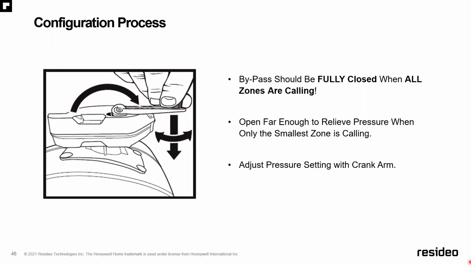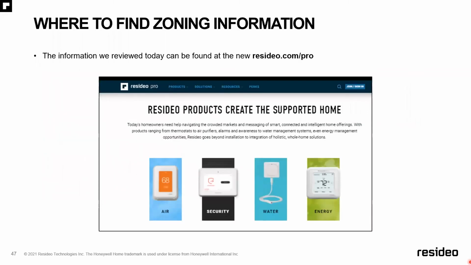And then if it's a little bit on the high side, that's where we can open up some of the larger dampers to the number 1 or 2 position to bleed off some of that air. So that, in a nutshell, is our zoning lineup. And so this is where you can find some additional information.